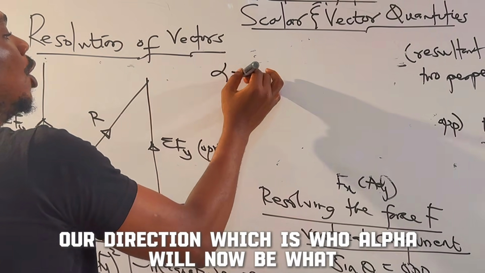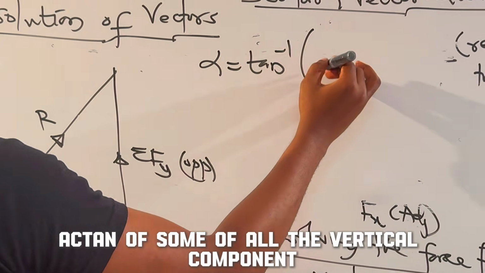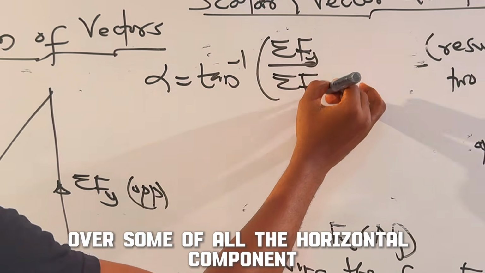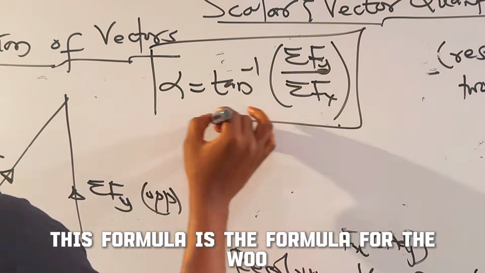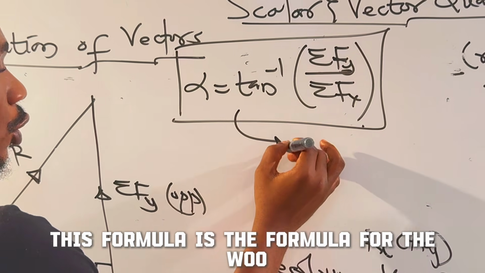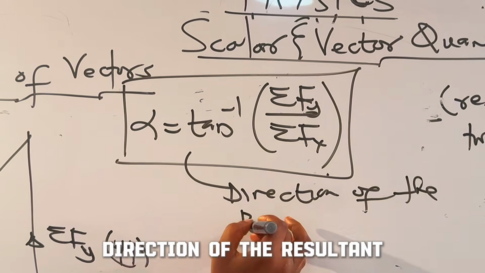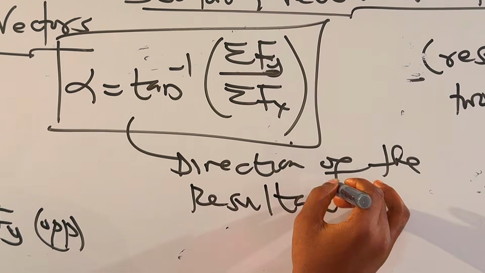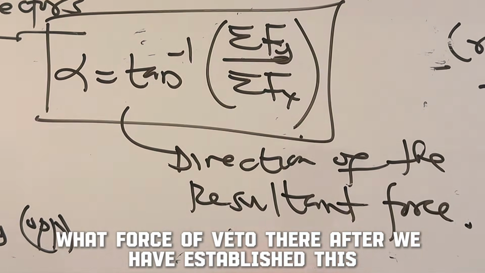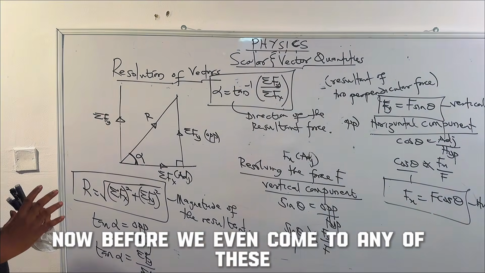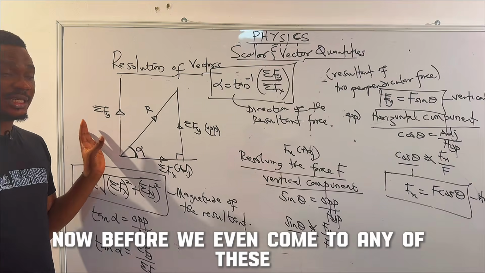And from here, to get the direction that we are looking for, our direction, which is alpha, will now be arctan of the sum of all the vertical components over the sum of all the horizontal components. This formula is the formula for the direction of the resultant force or vector.